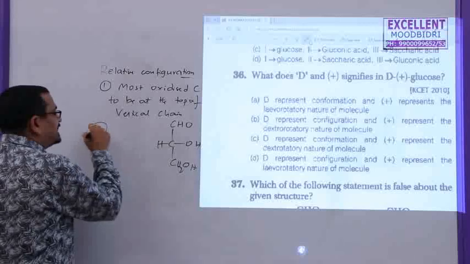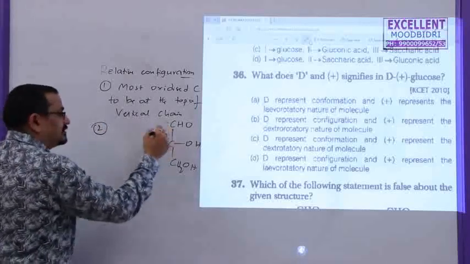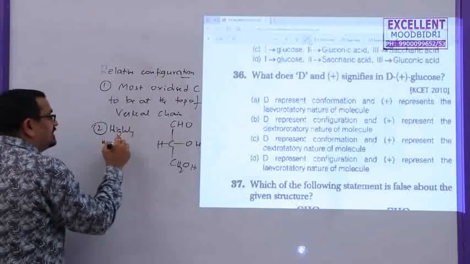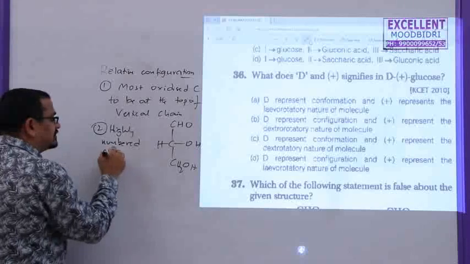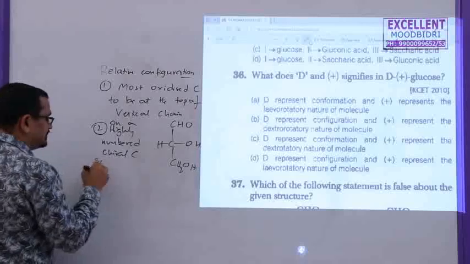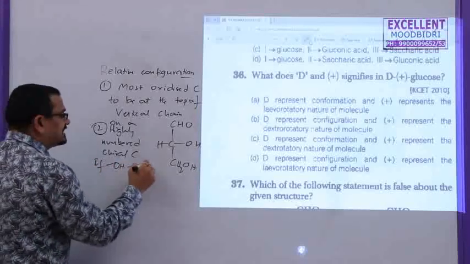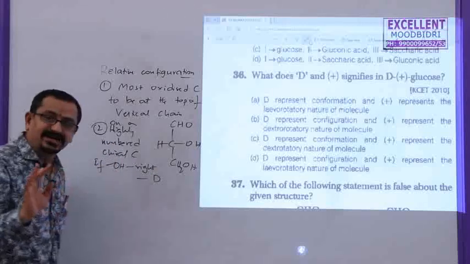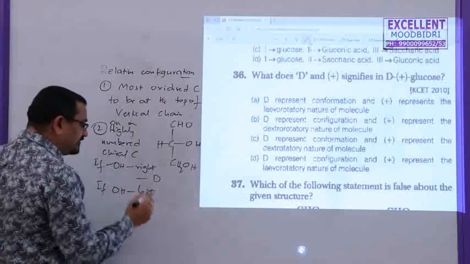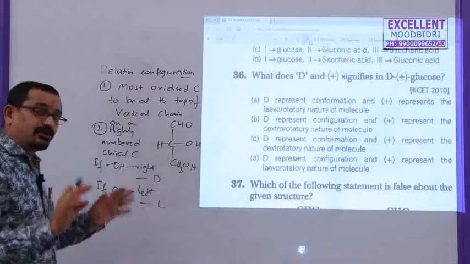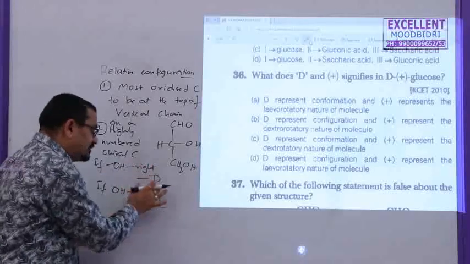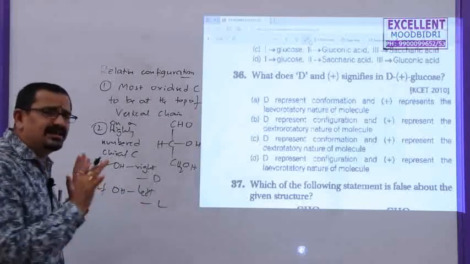Next, in assigning capital D and capital L, the point is that on the highest numbered chiral carbon, if OH is on the right side in the Fischer projection, it is said to be capital D, whereas if OH is on the left side in the Fischer projection, it is said to be capital L. The point to be noted is that there is no relation between the dextro-levorotatory phenomenon and capital D, capital L. This is just a relative phenomenon.